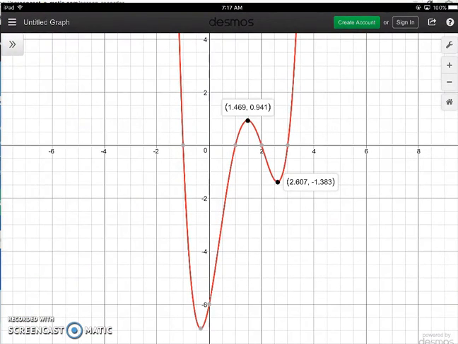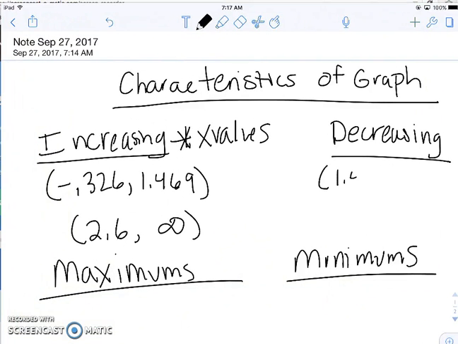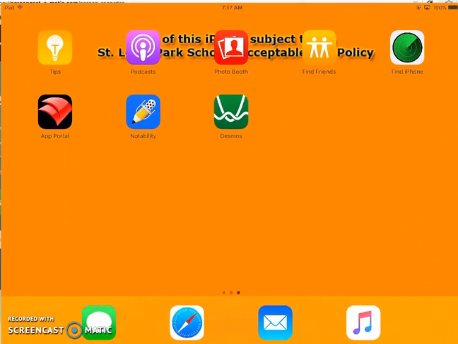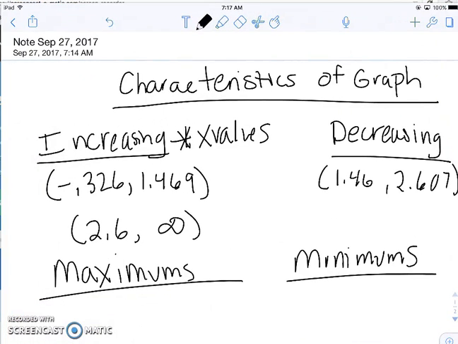So if I highlight these two, it's decreasing between those 2 points, so 1.469 and 2.607. And then let's see, it's also decreasing along this left-hand part. So we would say negative infinity to negative 0.326.